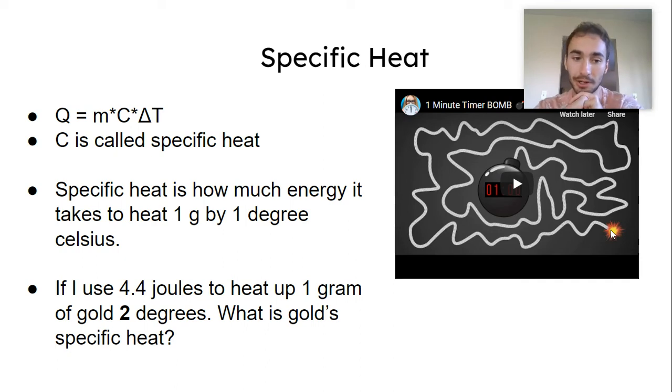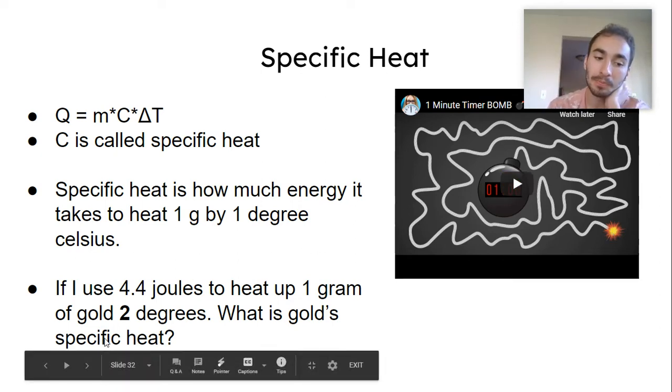This one is a little trickier. So remember, specific heat is to heat up 1 gram by 1 degree. But let's see, if I'm using 4.4 joules of energy to heat up 1 gram of gold 2 degrees, what is gold's specific heat? Try and think about it based on this. And I give you this problem. How much is gold's specific heat?